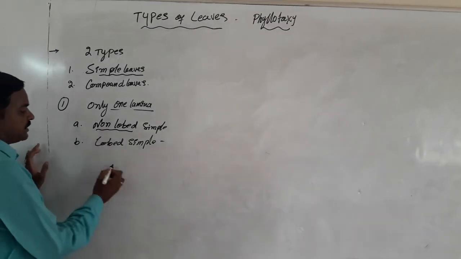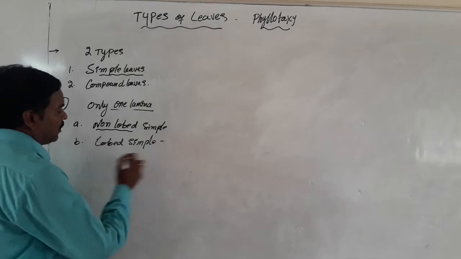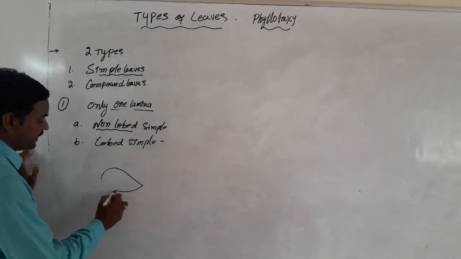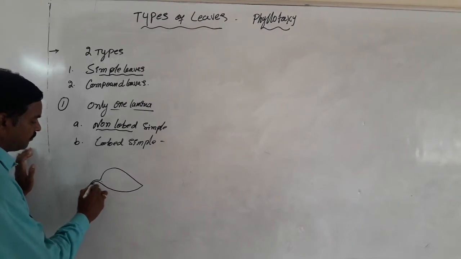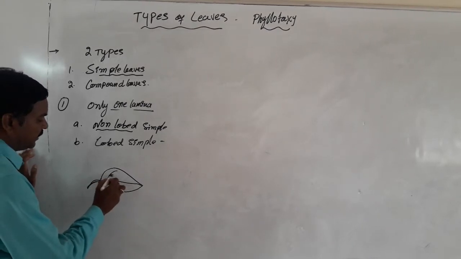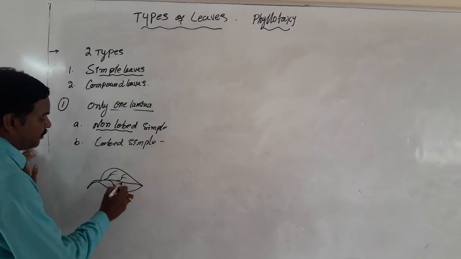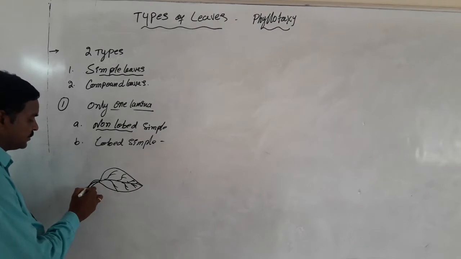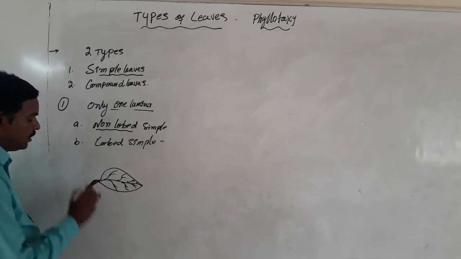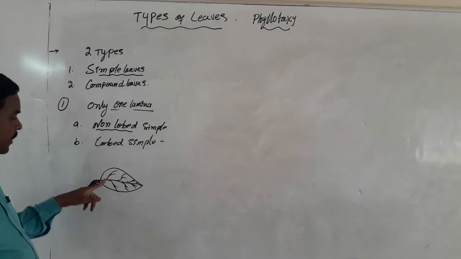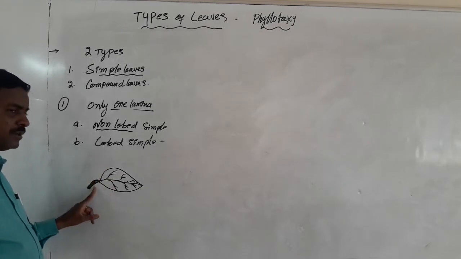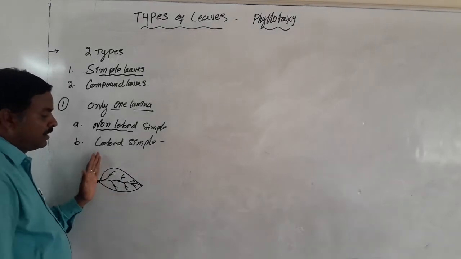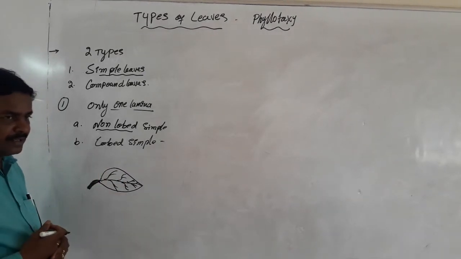For example, this is a non-lobed simple leaf. Okay? This is the leaf lamina. A centrally located midrib is there, and the midrib is also divided into a number of nodes and internodes. This is a simple leaf. Why is this considered a simple leaf? Only one lamina is there. This is the leaf petiole, and only one lamina is present. But what about the nature of this lamina?